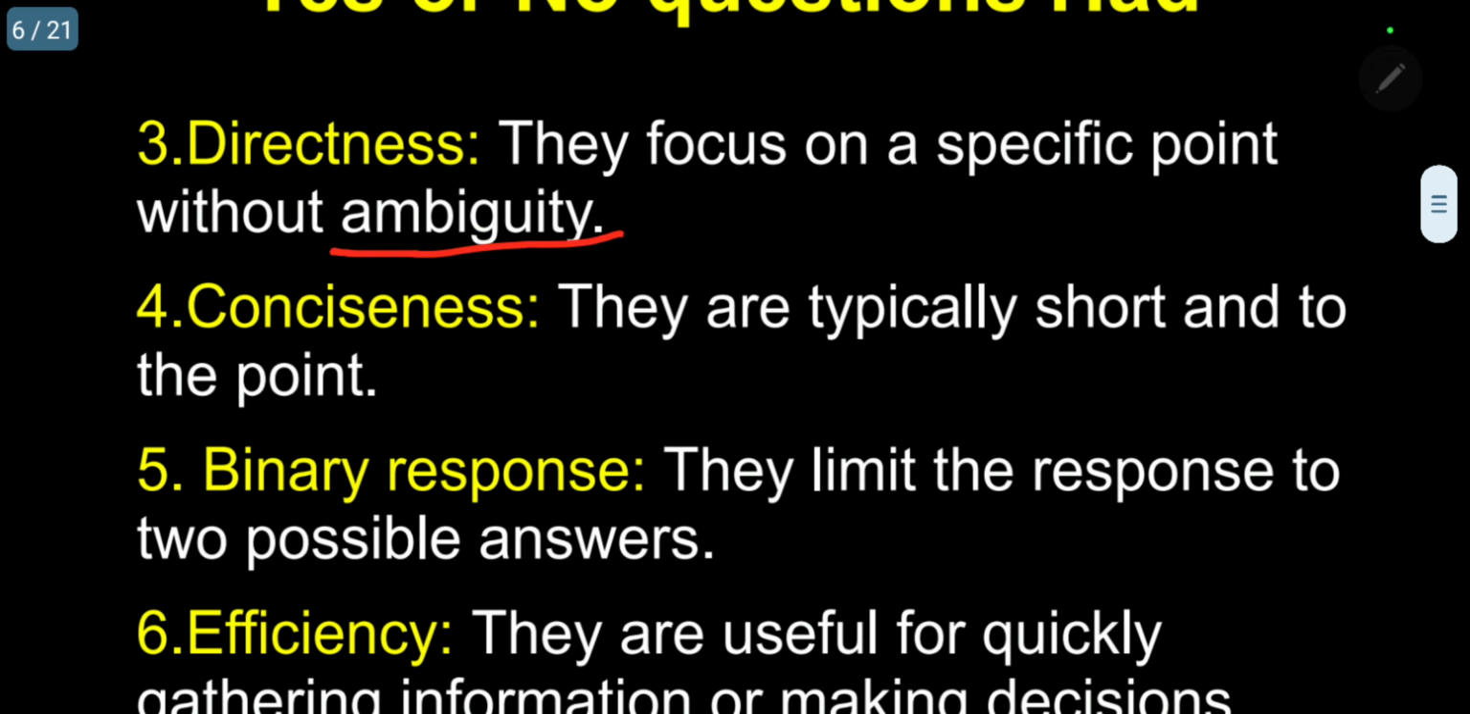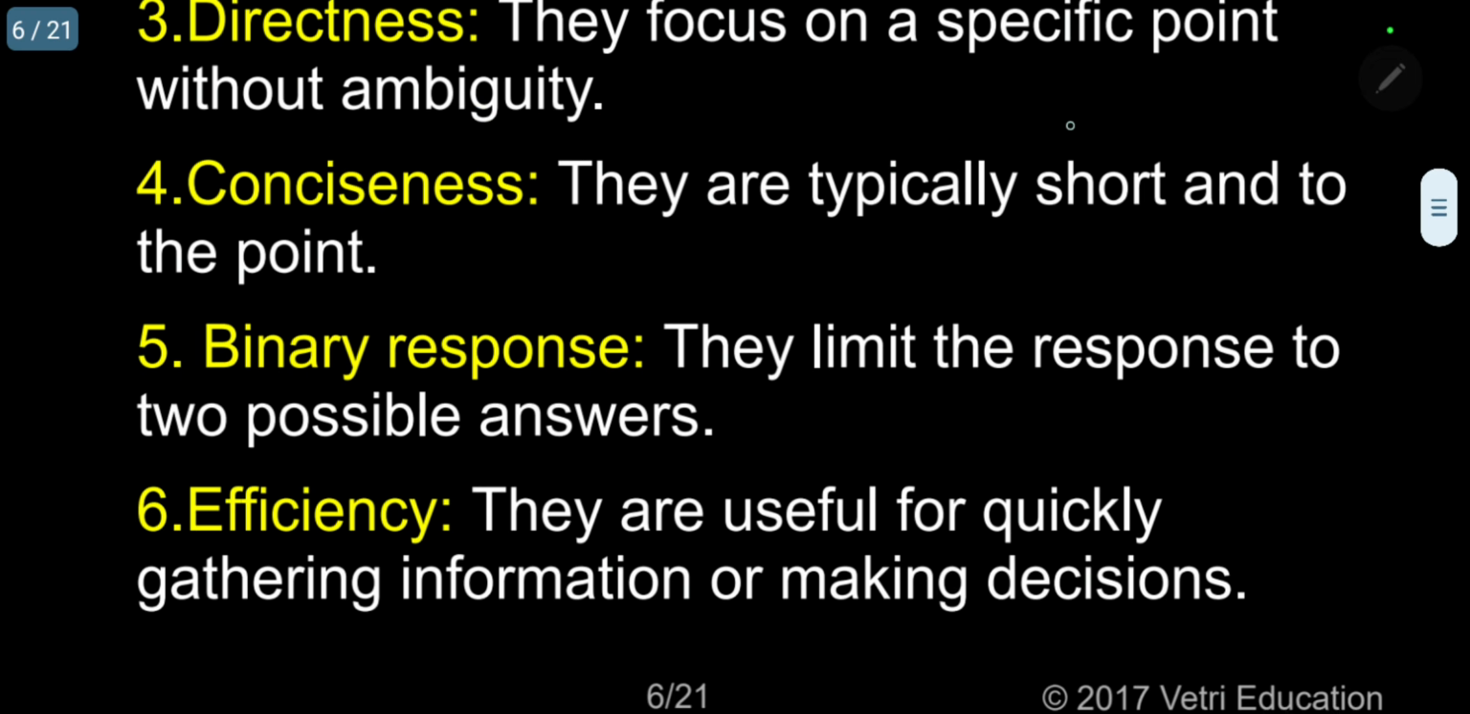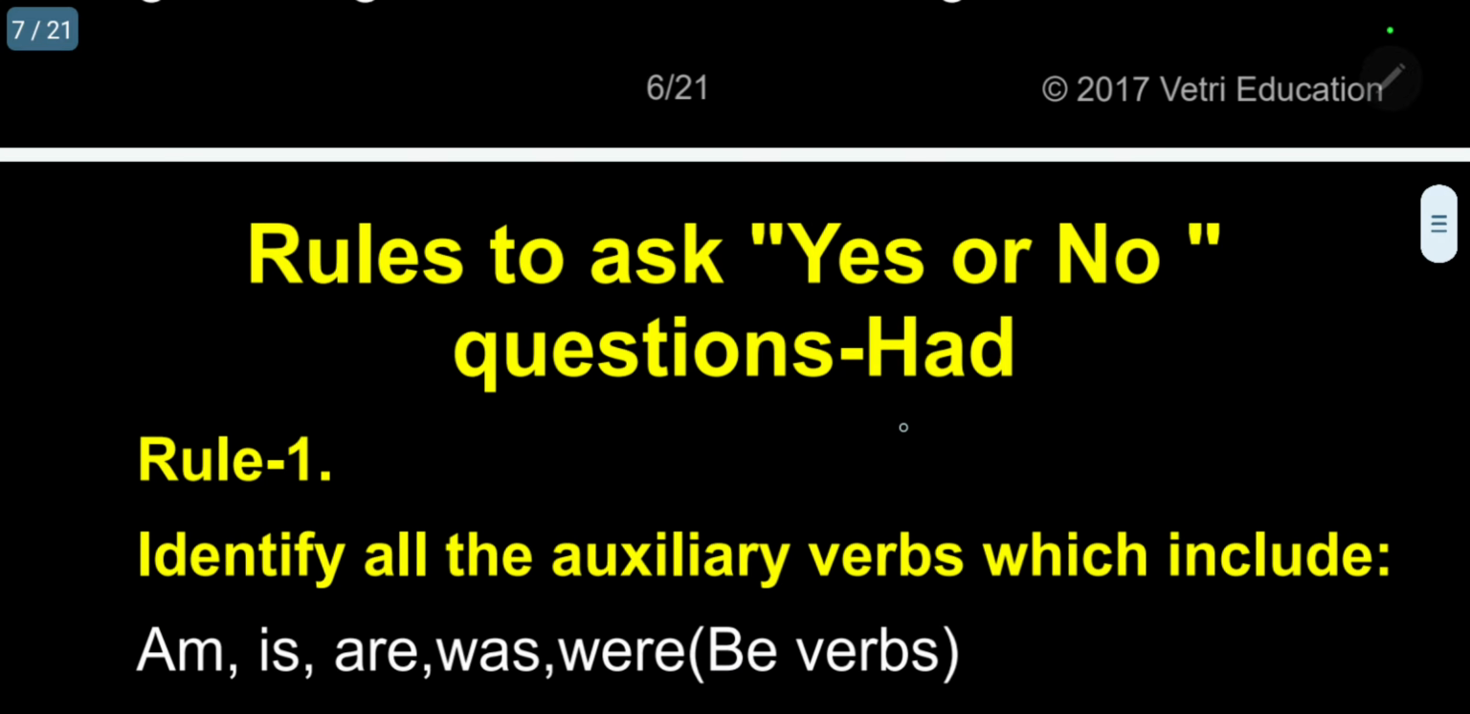Number 4, conciseness. They are typically short and to the point. 5, binary response. They limit the response to two possible answers. One is yes, another is no. Lastly, 6, efficiency. They are very useful for quickly gathering information or making decisions.